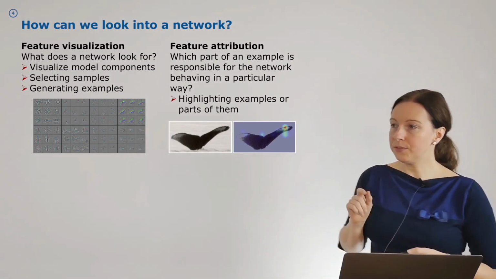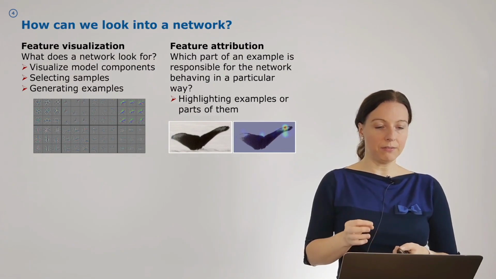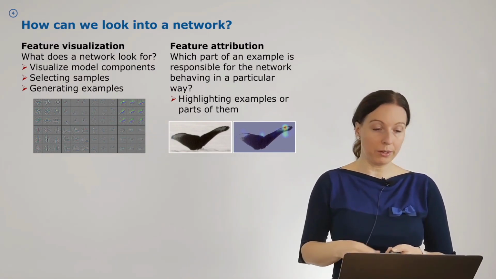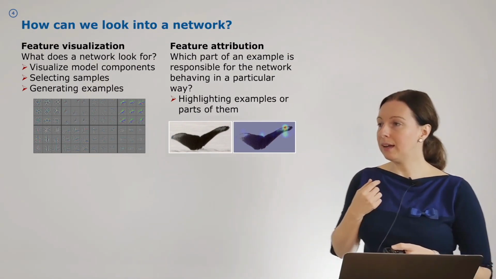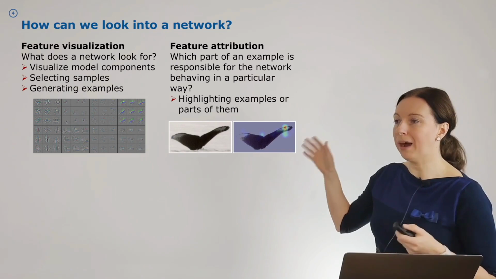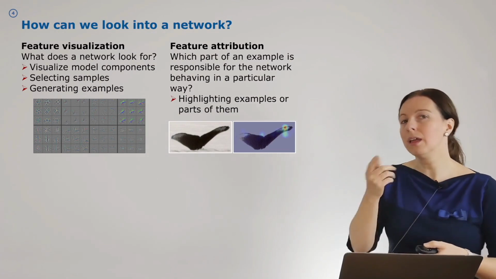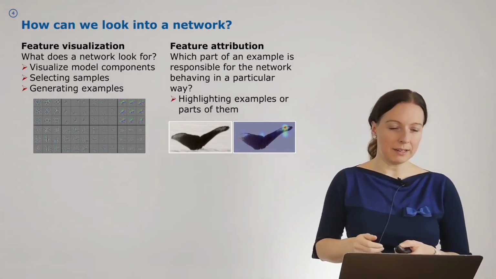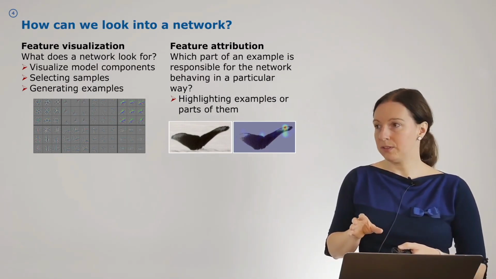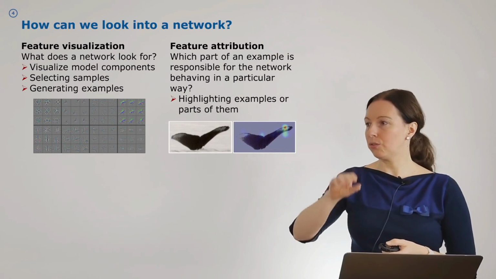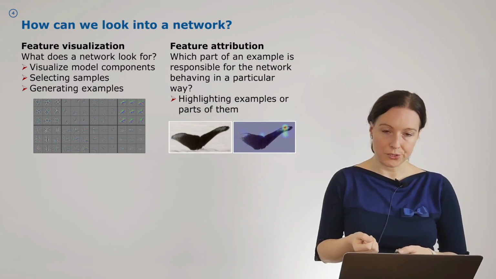The second one is feature attribution. Here we focus on the question which part of an example is responsible for the network behaving in a particular way. Here, for example, we highlight examples or parts of them, and here a part is highlighted, exactly this part of the fluke. I already talked about this in the last lecture. Today's lecture is about feature visualization, and I will also talk about these 3 points. The next lecture focuses on feature attribution.